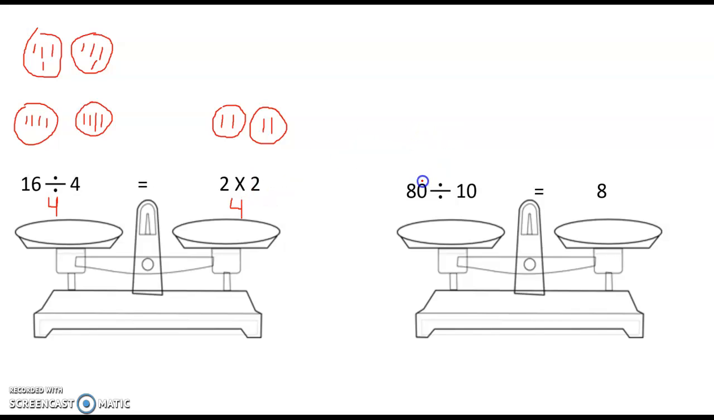And just another example, 80 divided by 10 equals 8. One way we can solve that is we can take these zeros away. 8 divided into one group is the same as 8. So you can see again, on both sides, we have the same thing.